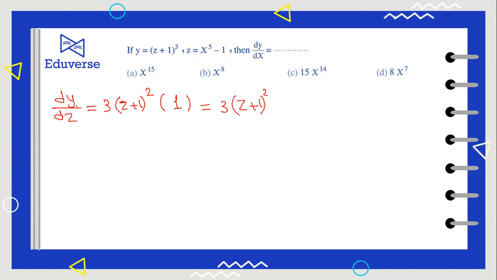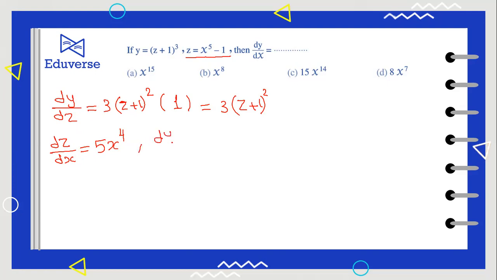I have a function z equals x to the power 5 minus 1. I want to find its derivative with respect to x. X to the power 5, put the 5 forward of x, and then subtract 1 from the power. It will be x to the power 4. 1 is a constant. Its derivative is 0. Okay, I found dy by dz and dz by dx.